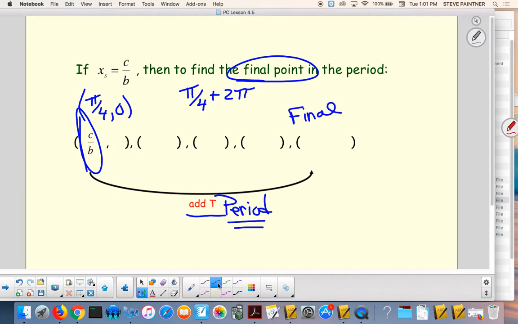And by the way, I want you to get good at this quickly. 2 pi is really just, when we talk about fourths, 8 fourths pi. So what is the final point? 9/4 pi. It's 9 fourths pi, comma, 0. You're repeating yourself right now. You're back to the beginning. Did you catch that? If you just want the final point, you just add the period on top of the starting point.